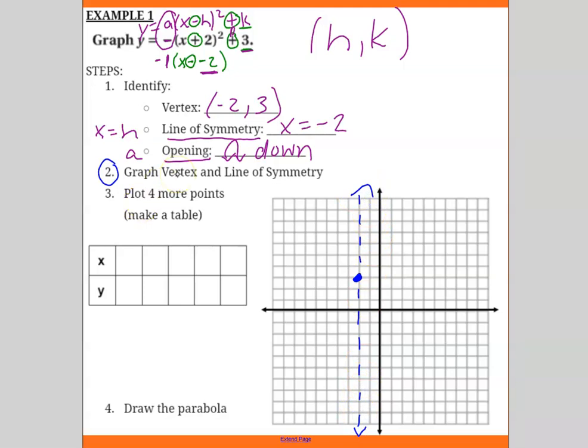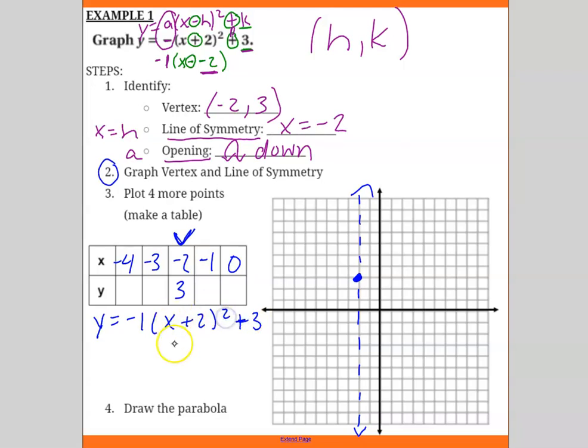Plot 4 more points. So we're going to make that table. Remember, our vertex goes in the middle of our table. So we're going to put negative 2, 3. Two larger numbers, two smaller numbers, counting by 1 each time. And then same thing, we're just going to plug that into our equation. So our equation is y equals negative 1 times (x plus 2) squared plus 3.